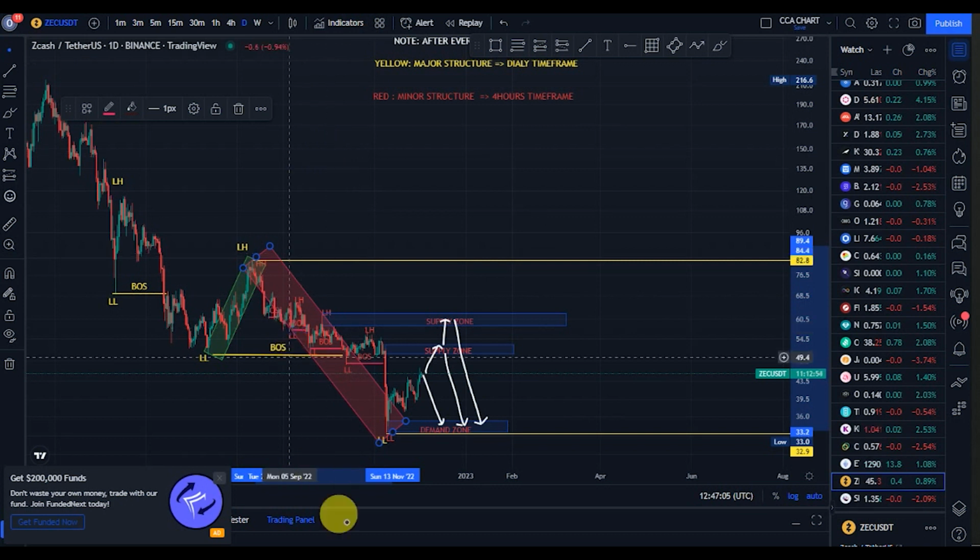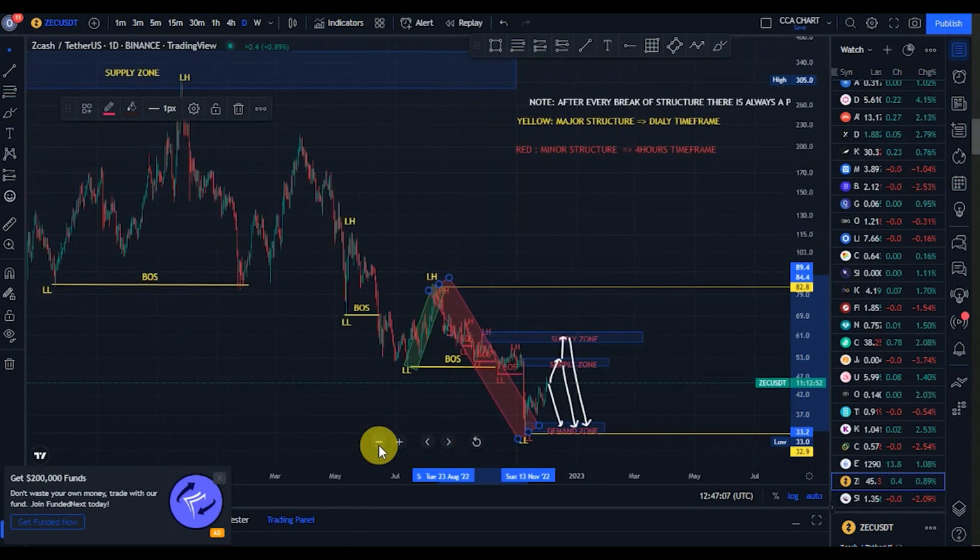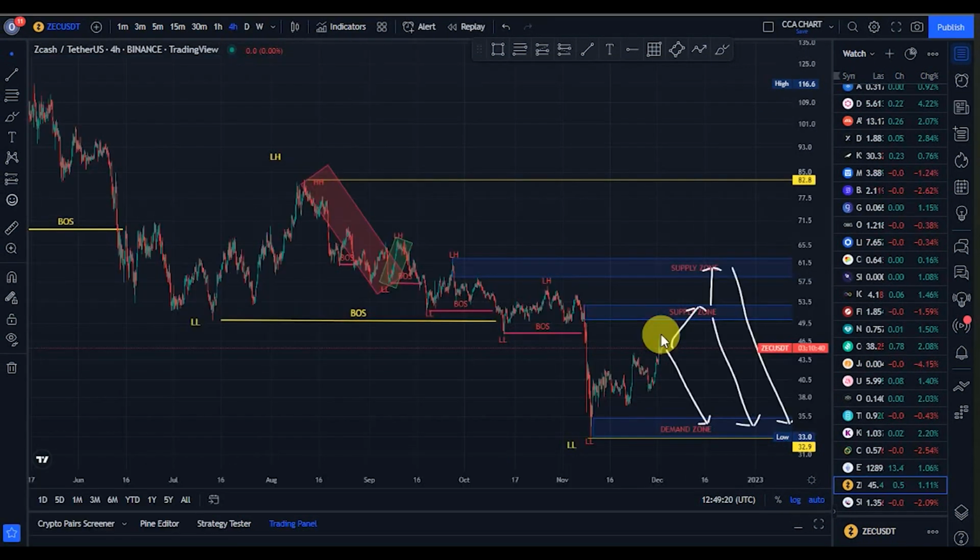So guys, what's our current position on the Zcash USDT price chart? We just saw a break of structure to the downside on our major structure. So let's move to our lower time frame to analyze our minor structure. So guys, on our minor structure, the first break of structure we saw was to the downside. The bears took price from $82, broke structure to the downside, took price back to about $56.